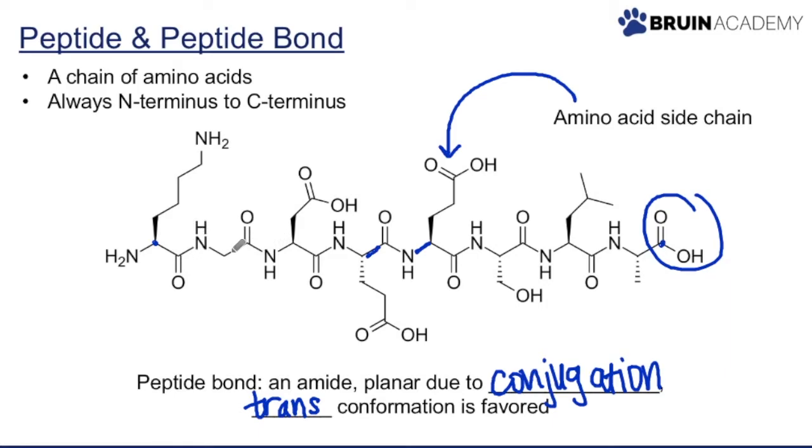We have another one here, another one here. So we have, let's see, 1, 2, 3, 4, 5, 6, 7, 8. So we have 8 amino acids in this peptide chain here.